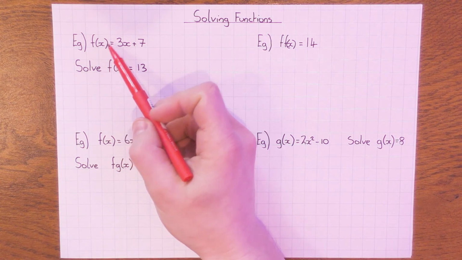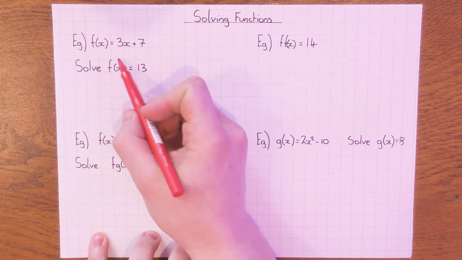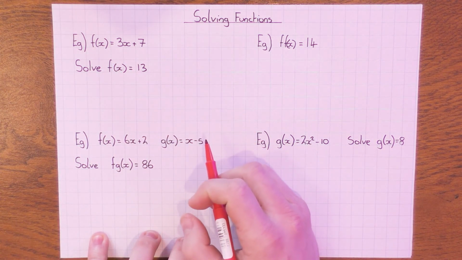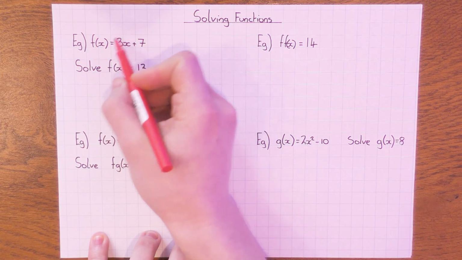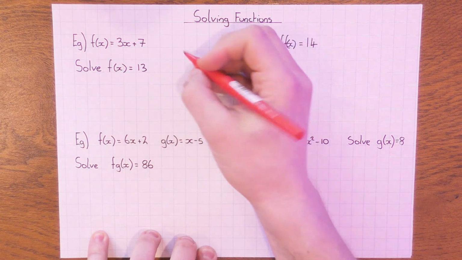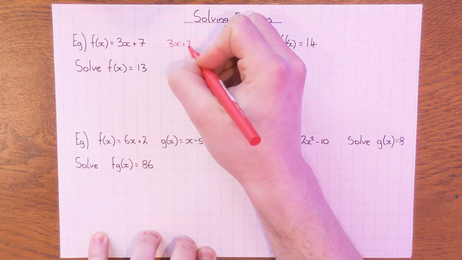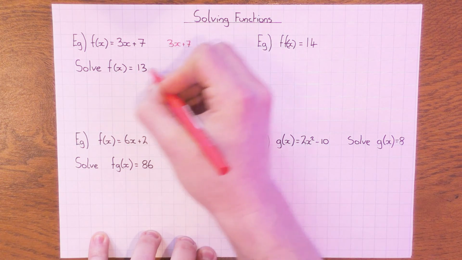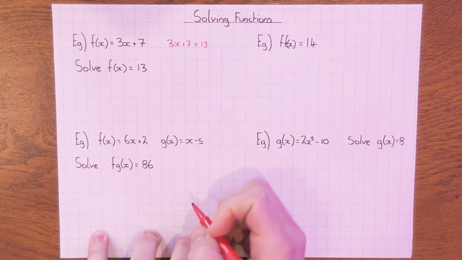So here's my function, f of x equals 3x plus 7, and we need to solve f of x equals 13. All I'm going to do is, if 3x plus 7 is f of x, I'm going to set this equal to 13. So let's do that then. 3x plus 7, which is the function, is equal to 13, so I just set it equal to 13 like so.